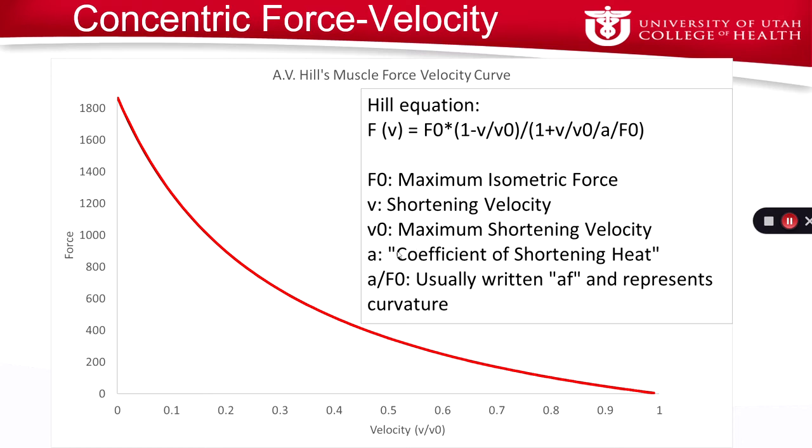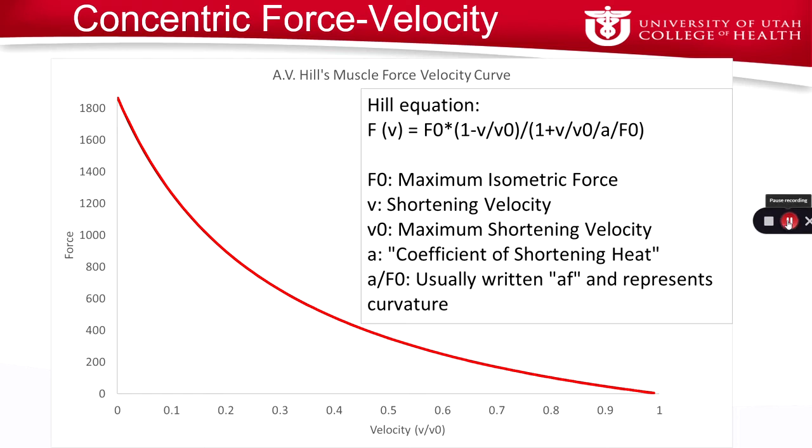A is what Hill called the coefficient of shortening heat, and it's thought to represent some sort of loss of force to heat. We very often write this A over F0 term as AF, and it actually represents the curvature of this relationship.